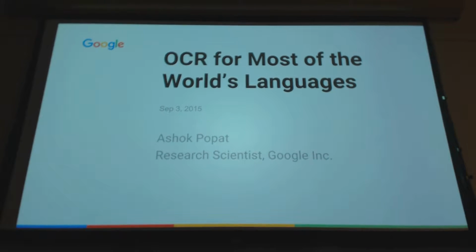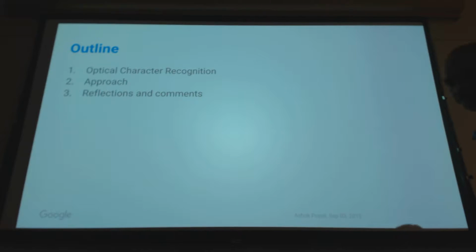So I'm going to talk about optical character recognition. First, a brief introduction to it. Then I'll tell you in relatively high-level terms what we do in our system at Google. And then I'll just take the liberty of making some reflections and comments. I don't claim to know any truths, but I thought some of it might be interesting. And then, of course, I can also learn from your own comments.